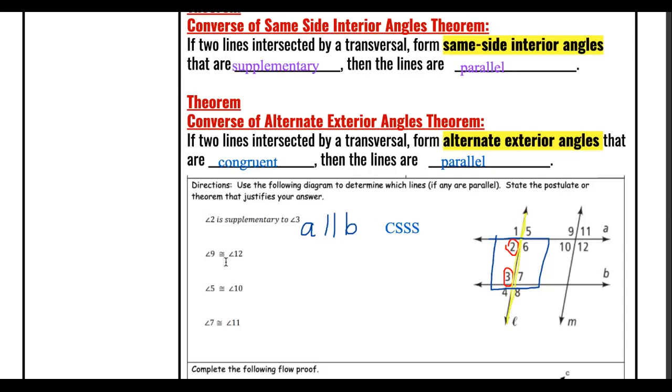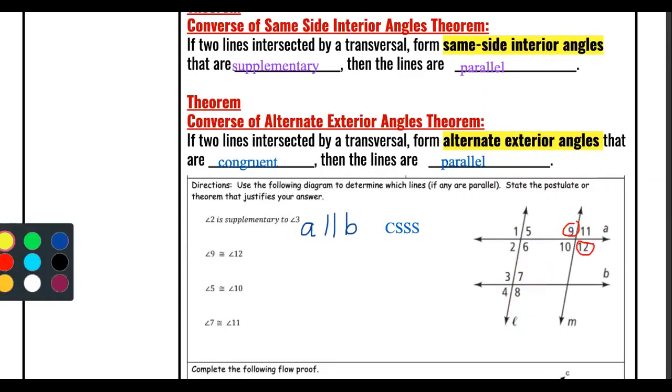Next, we have angle 9 is congruent to angle 12. Let's start over and highlight only what's important for that example. So the first thing I'm going to do is identify angle 9 and then identify angle 12. Okay, and then I need to check and see, well, what is a transversal that would go appropriately with those two angles? It looks like there's more than one, but let's just do this for now. Okay, let's say that's the transversal, and then of course I always like to identify the interior.